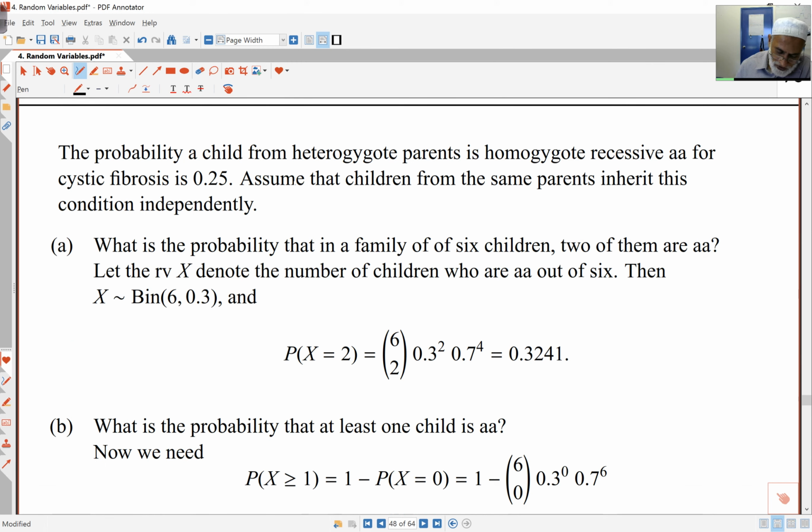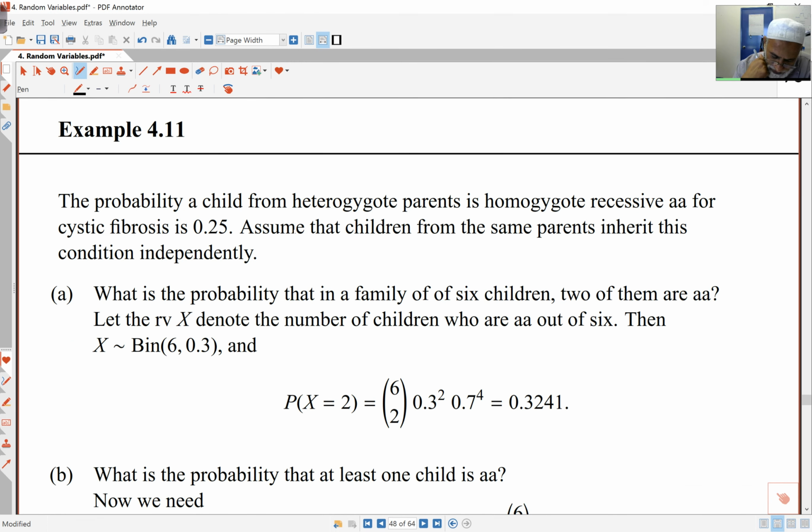Here's an example. The probability that a child from heterozygous parents is homozygous recessive aa for cystic fibrosis is 0.25. We assume the children from the same parents inherit this condition independently. So what is the probability that in a family of 6 children, not a very large family by past standards, modern standards maybe, 2 of them are recessive aa, and that means they express the disease? Let the random variable X denote the number of children who are aa out of 6. Then X is binomial 6, 0.25, and probability of X equals 2 is 6 choose 2, 0.25 squared, 0.75 to the 4, and you can work it out.